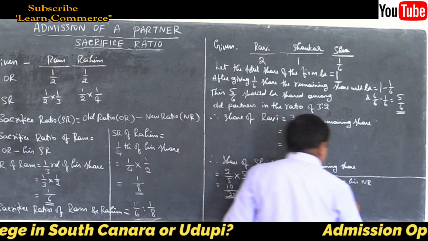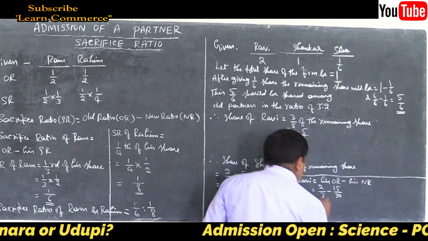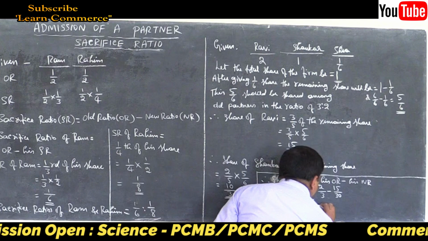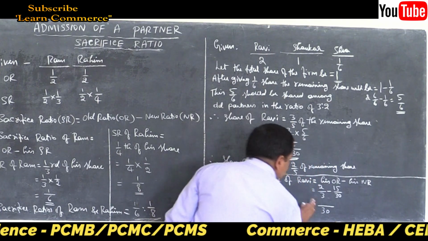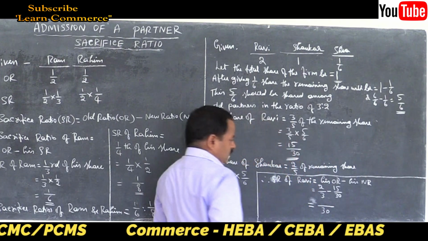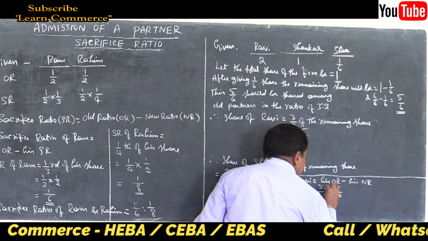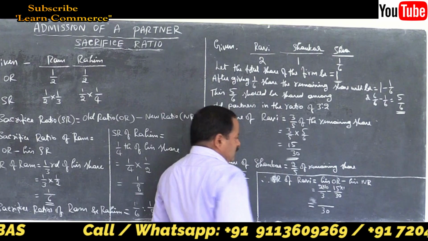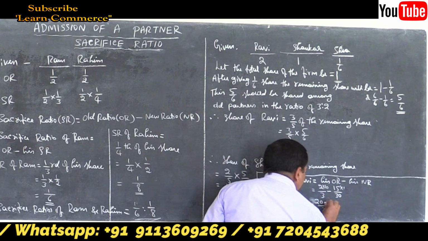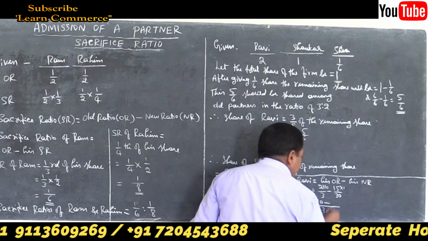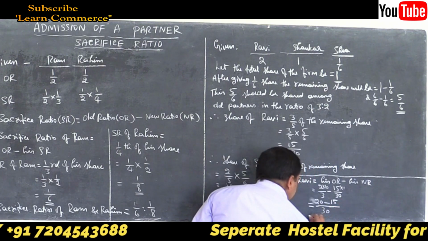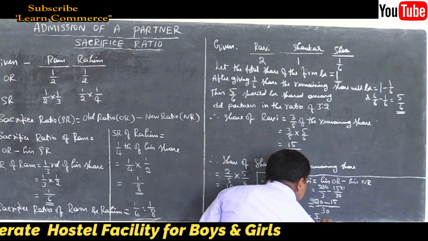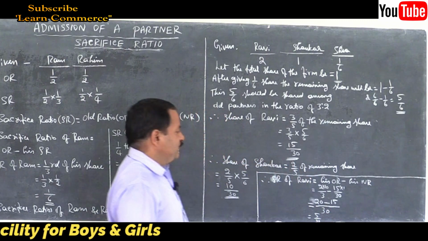So is equal to how much? Take 30 as the common denominator, divisible by both the numbers. So 3 10s are 30 and 30 1s are 30. So 10 2s are 20 minus 15 1s are 15 is equal to 5/30.